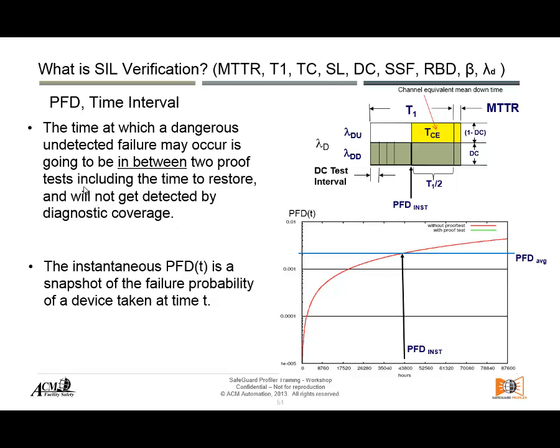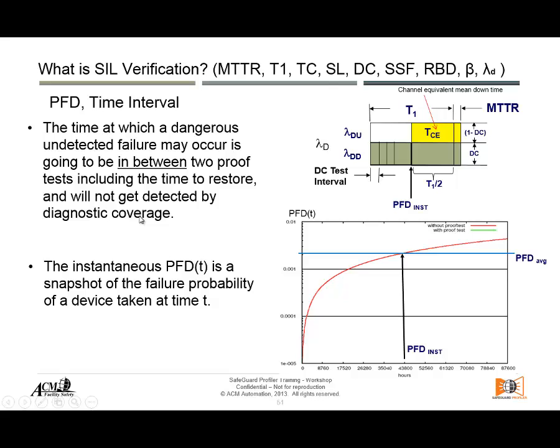when the equipment is required to work. When a demand happens, what is the time during which I could be exposed, with the safeguard not being there and able to react? So it's the time at which a dangerous undetected failure may occur, and that is going to be in between two proof tests, right? And including the time to restore, and it will not get detected by diagnostic coverage.